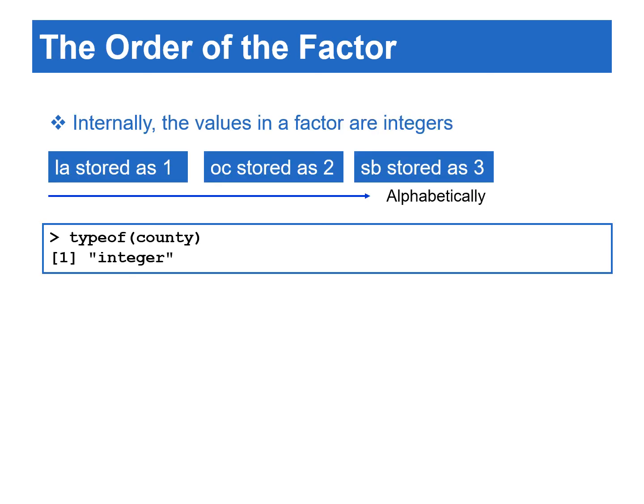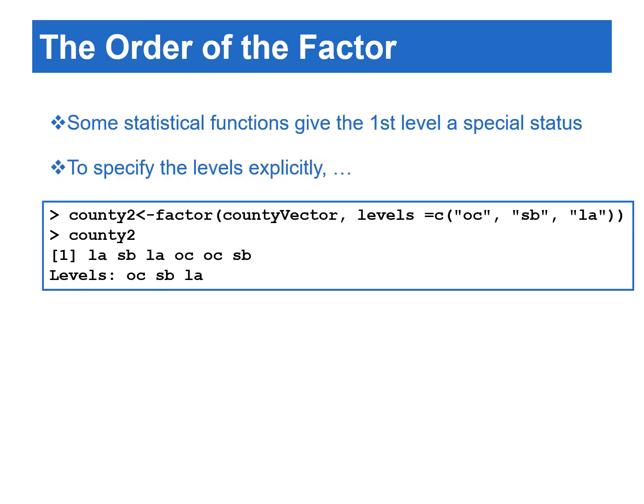A factor is stored as integer values. For example, in the county factor, LA is stored as 1, OC is stored as 2, and SB is stored as number 3. These values are assigned alphabetically. Some statistical functions, such as lm or glm, give the first level of a factor a special status, such as treating it as the baseline level. The assigned first level might not be the one that we wanted. We can specify the levels explicitly by using the levels argument in the factor function when we create a factor.